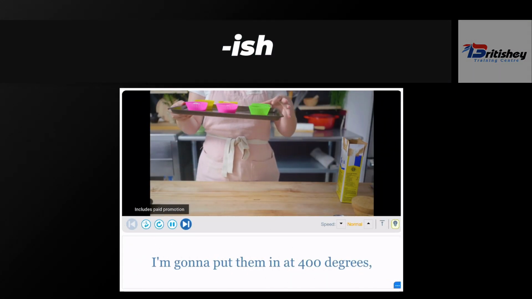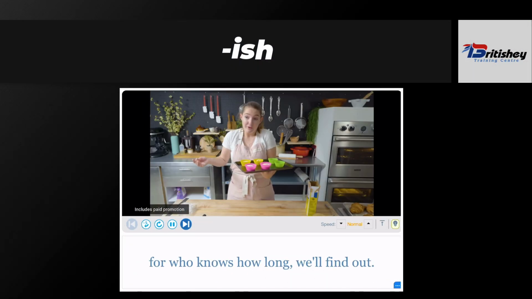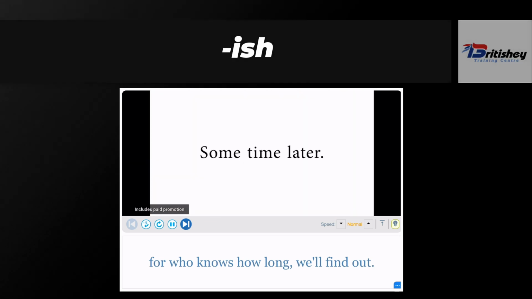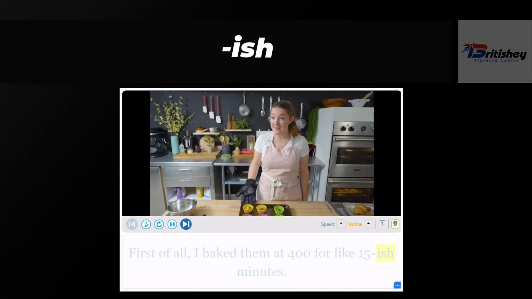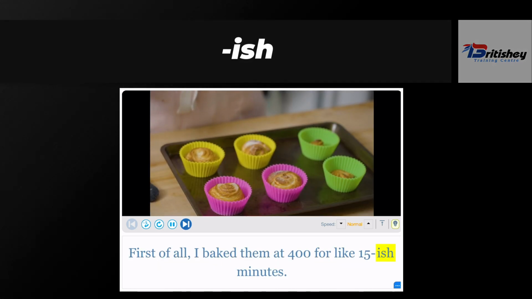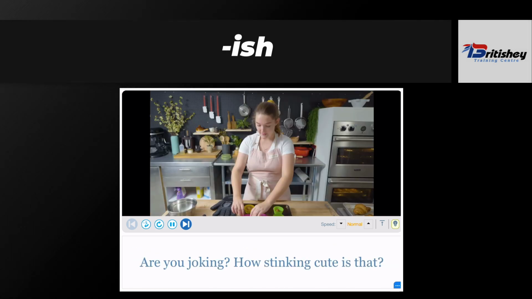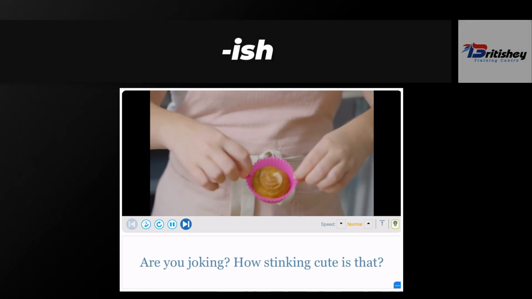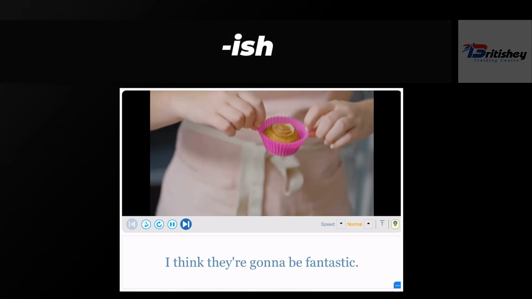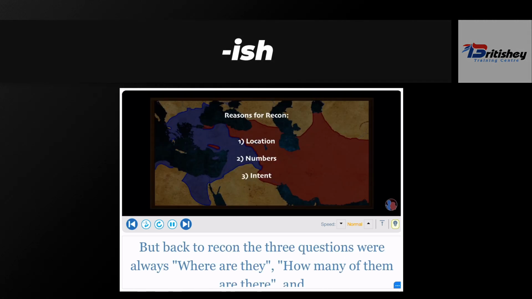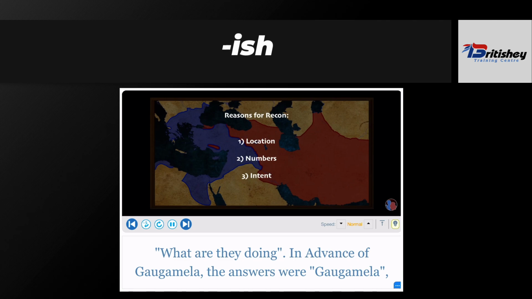I'm going to put them in at 400 degrees for who knows how long. We'll find out. Look at them! First of all, I baked them at 400 for like 15-ish minutes. Are you joking? How stinking cute is that? I think they're going to be fantastic. Where are they? How many of them are there? And what are they doing?